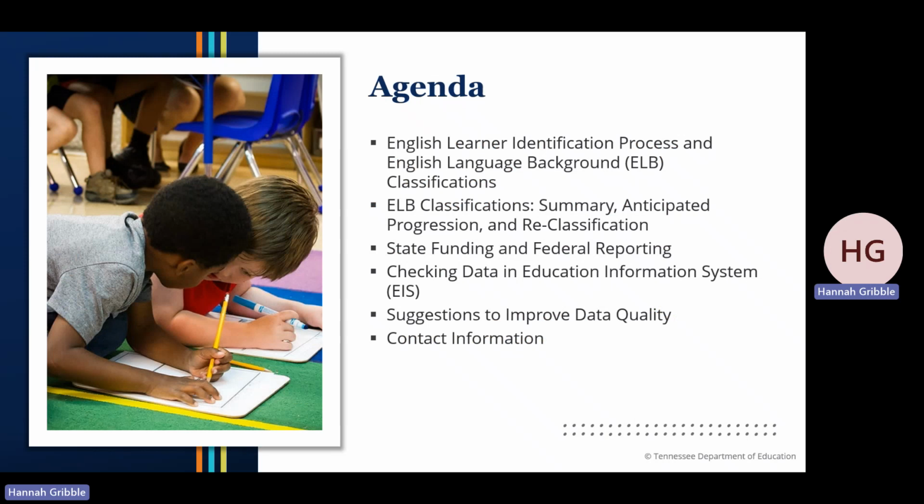Today, we will review the English Learner Identification Process and English Language Background Classifications. For the English Language Background Classifications, we will review a summary, anticipated progression, and reclassification. We will also discuss state funding and federal reporting, checking data in Education Information System, suggestions to improve data quality, and contact information.